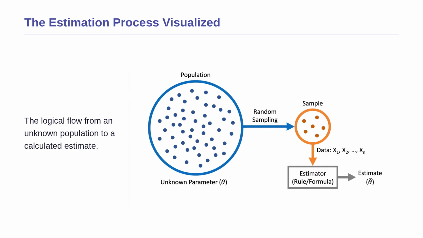Let us visualize this entire process we just discussed. On the left, you see the massive population with its unknown parameter, theta. We cannot measure all of it, so we follow the top arrow to draw a random sample. This gives us our manageable data points, x1 through xn. We then feed this data into our estimator, the grey box representing our mathematical rule. Finally, out pops our estimate, theta hat. This diagram perfectly summarizes the core engine of statistical inference.